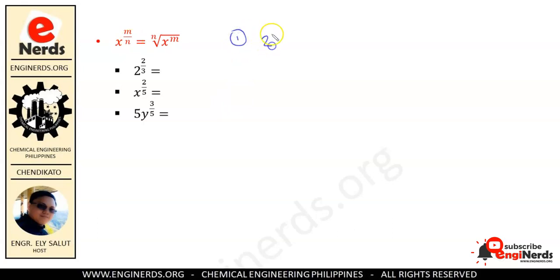We have here 2 with an exponent of 2/3. Okay? So, like I said earlier, the numerator of this will be the exponent of our base inside the root. So, we'll have here the root of 2 squared. And its denominator will become the index of our root. So, we'll have here the cube root. So, this is equal to the cube root of 4. Next example, we have here x to the 2/5. So, this will be equal to x, and its exponent is 2, and the index of its root is 5.